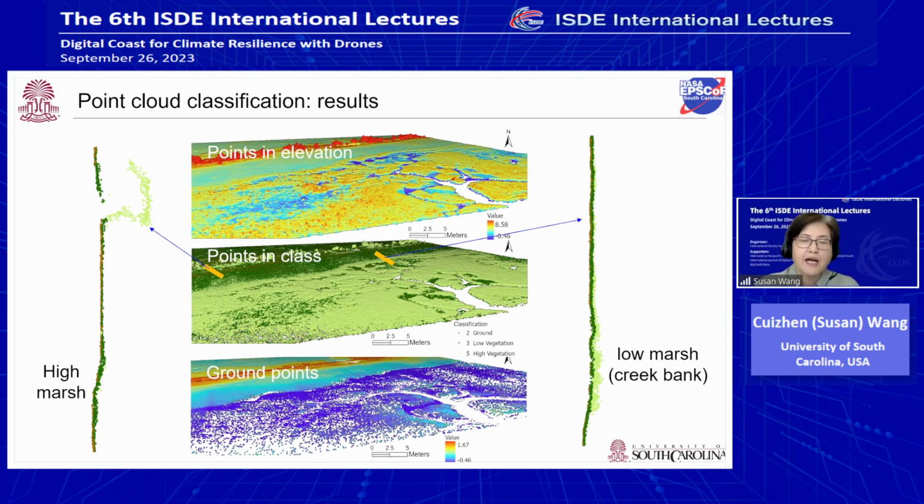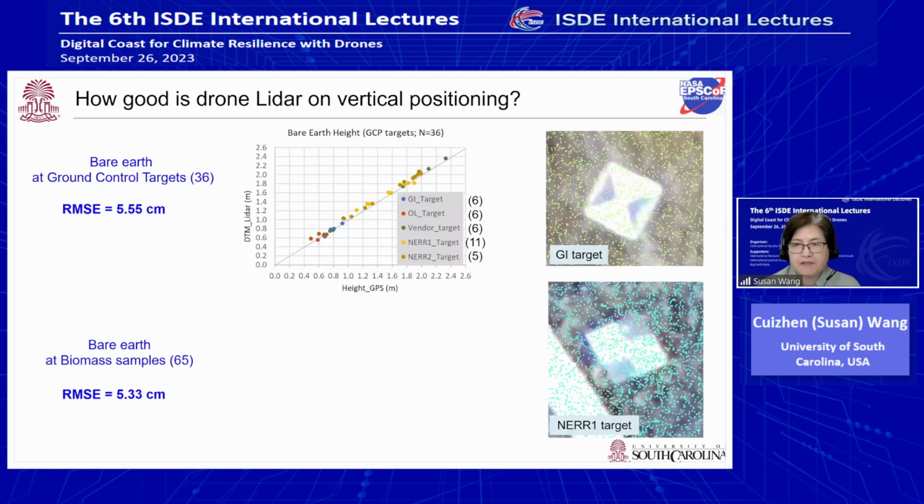So how good is drone LiDAR for the vertical accuracy? From the 36 ground points, we tested the accuracy, root mean square error about 5 centimeter.